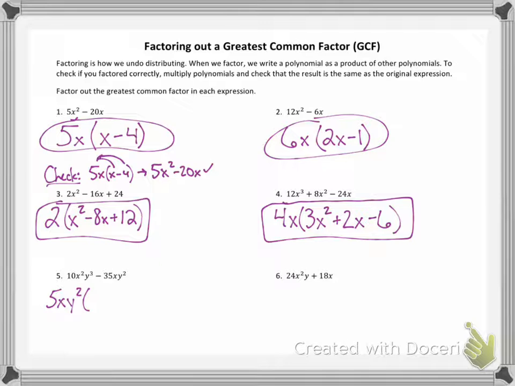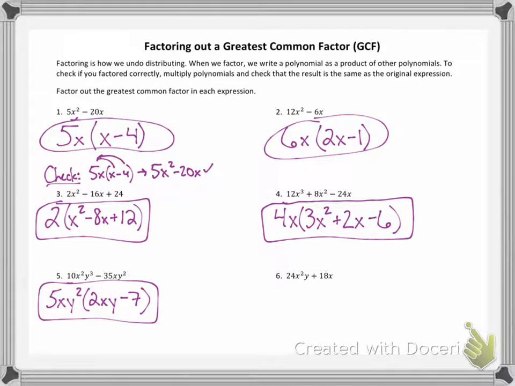Now we open up our parentheses. We divide away just like we did in the other 4 examples. So 10 divided by 5 is 2. X squared divided by x is x. Y cubed divided by y squared is y. Negative 35 divided by 5, negative 7. X divided by x cancels. Y squared divided by y squared cancels. So I've got my final answer, 5xy squared times the leftovers, 2xy minus 7.